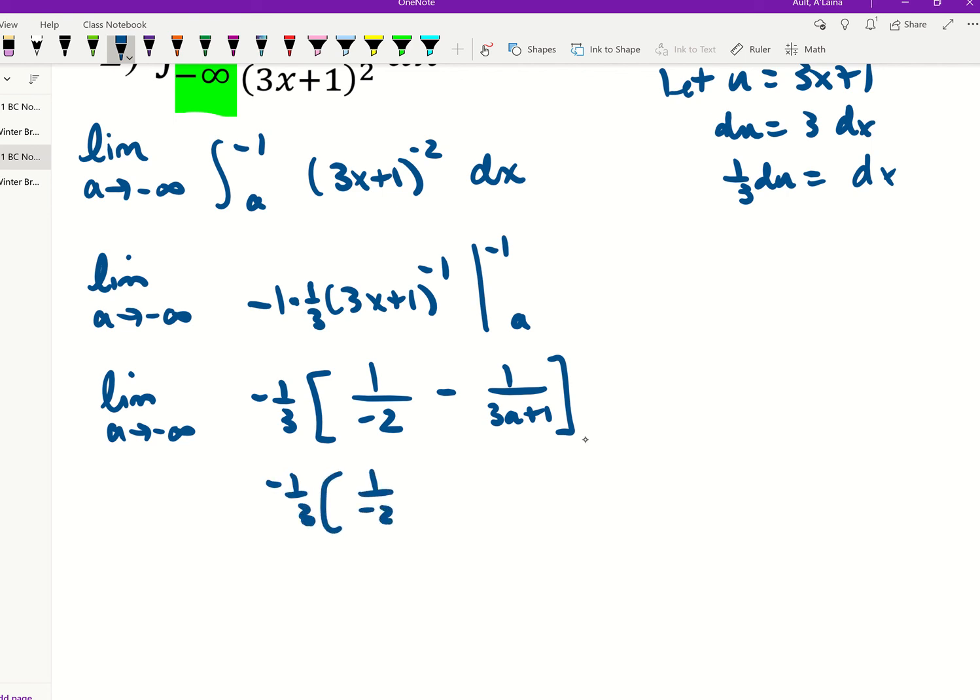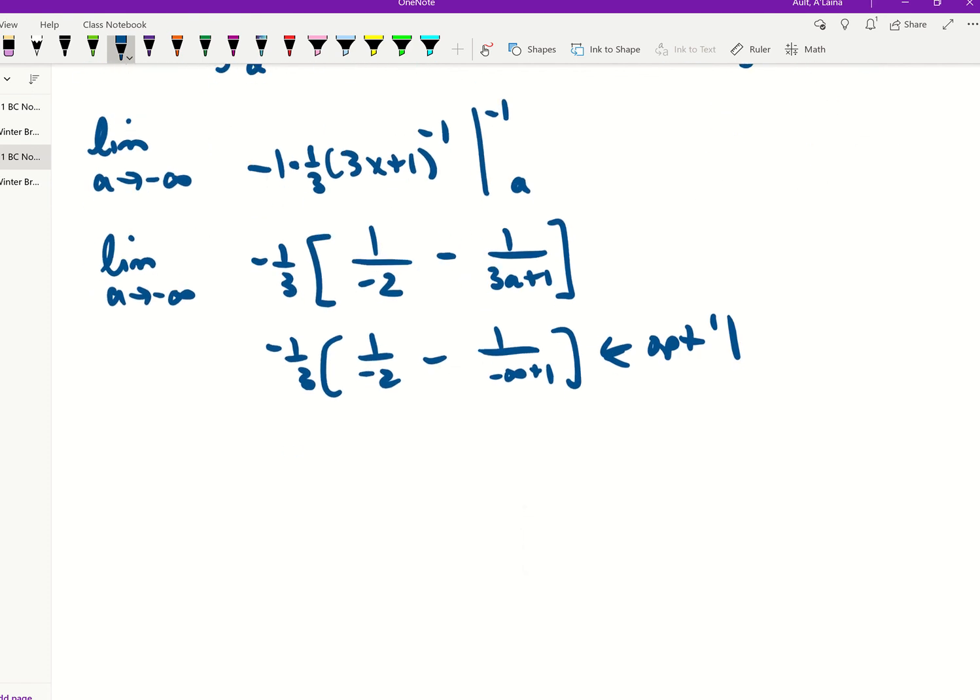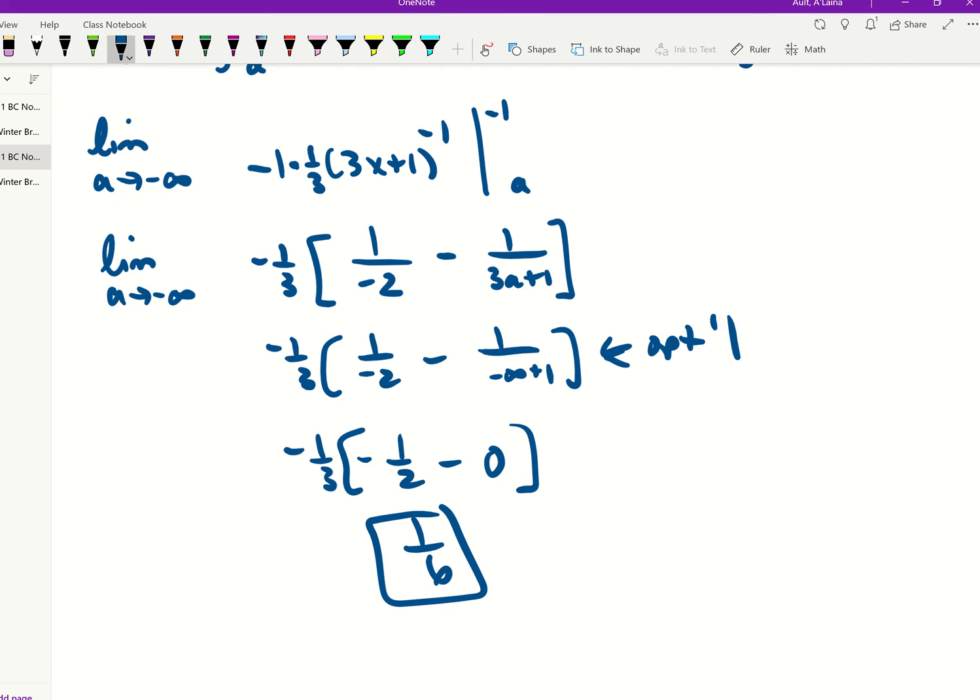By the way, if you wanted, you could actually write it. It's kind of up to you. Okay, this step right here is optional. If it helps you process better, go for it. But I would have -1/3 times -1/2 minus 0, 1 divided by an increasingly large value in the negative direction. And so my final answer here is +1/6.